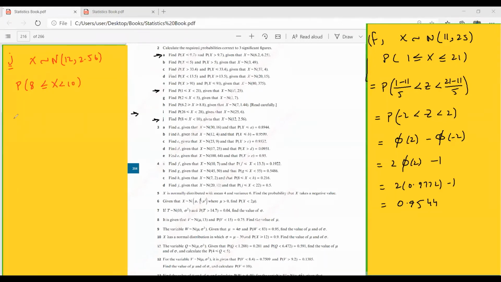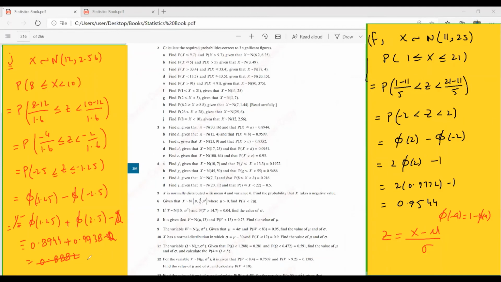Okay, so when you standardize this, let me write that formula: z equals x minus mu over the standard deviation. So this is going to be 8 minus 12 over 1.4, the square root of 2.56, is between this and 10 minus 12 over this 1.4. Okay, is 0.0994. Is that the answer? 0.0994. Yes sir. Thank you, beta, for checking the answer.